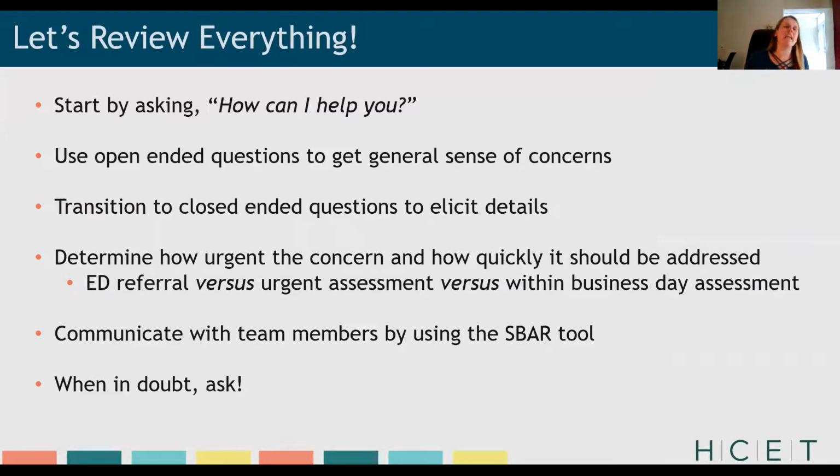So these are the takeaway points that I would, at the end of this presentation, really want you to remember. So you always want to start by asking, how can I help you today? Okay. You want to use those open-ended questions to get a general sense of the patient's concerns. You can transition to those closed-ended questions to get more details. You're thinking about how urgent that concern is and how quickly that patient needs to hear from a licensed staff member. You learned how to communicate patients' concerns with other members of the healthcare team using the SBAR format.